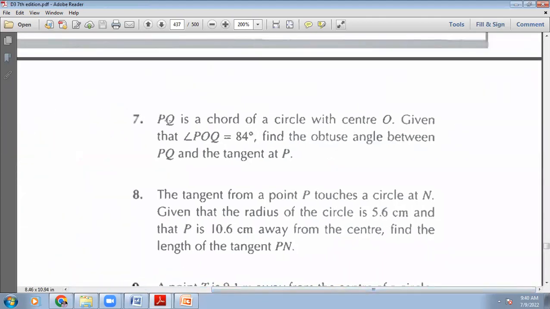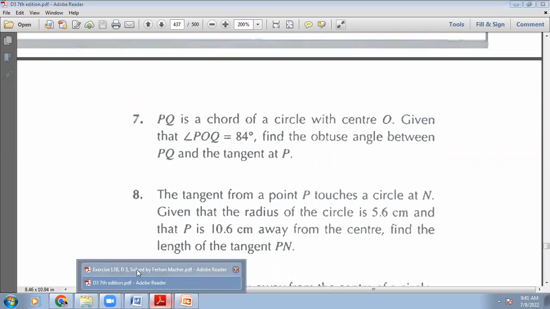He says that PQ is a chord of a circle with center O, given that angle POQ is 84. Find the obtuse angle between PQ and the tangent at P. So we are talking about a circle, and there's a chord PQ, and the angle POQ is 84. Find the obtuse angle between PQ and the tangent at P.